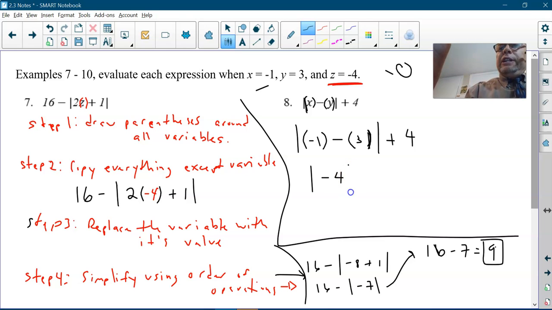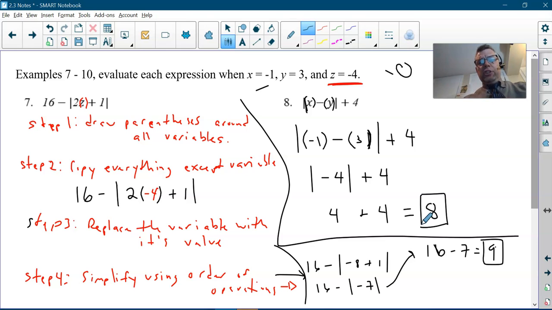And I'm still in the absolute value brackets, and I still have to add 4 when I'm done figuring out what that is. Now my next order of operation is to do the absolute value brackets. The absolute value of negative 4 is 4. Then I still have the other plus 4. So here we can see the final answer for problem number 8 is 8. So number 8 is 8.